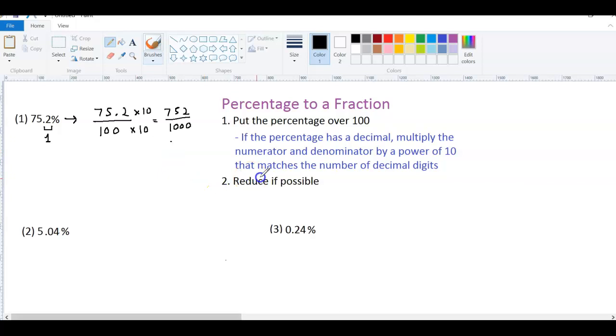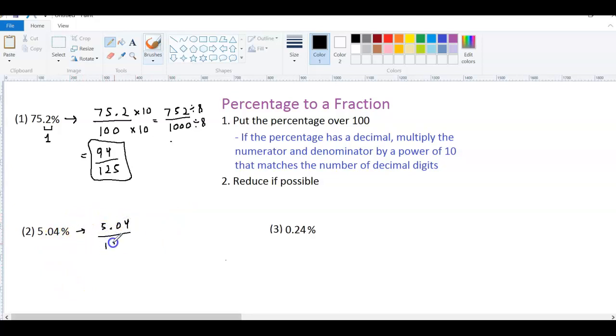We move on to step 2, which is reduce if possible. So I can reduce this by dividing the top and bottom by 8, we get 94 over 125. Always check to make sure if you could reduce again, but nothing could go into both of these numbers, and so that is our percentage as a fraction.